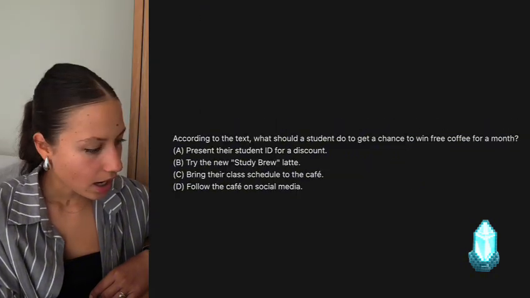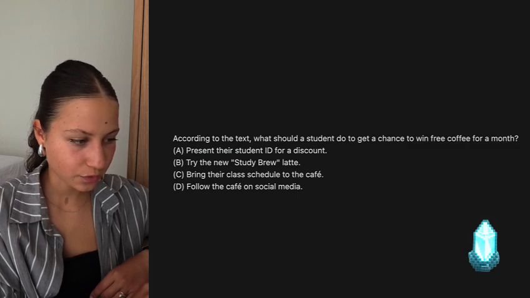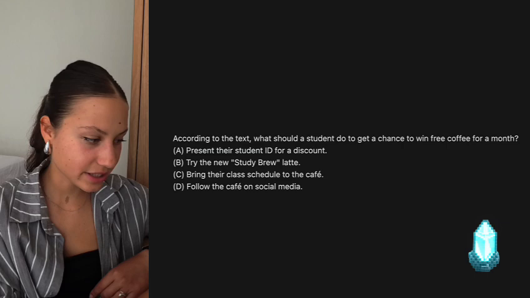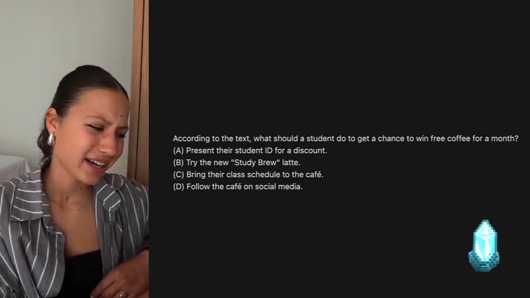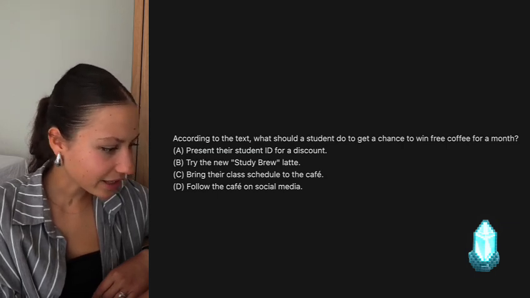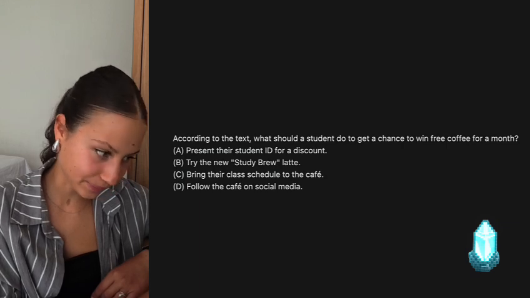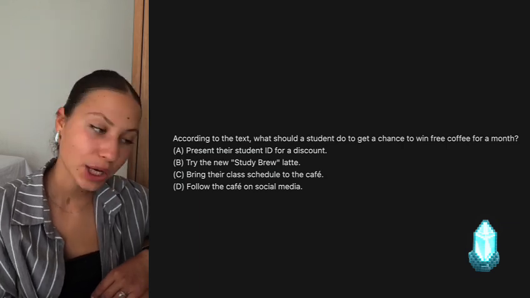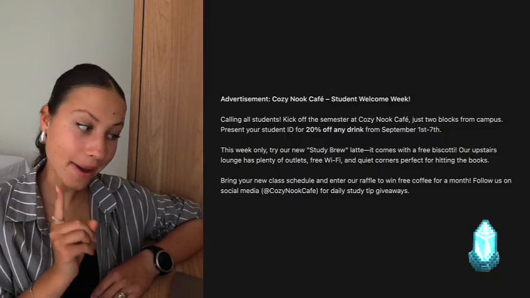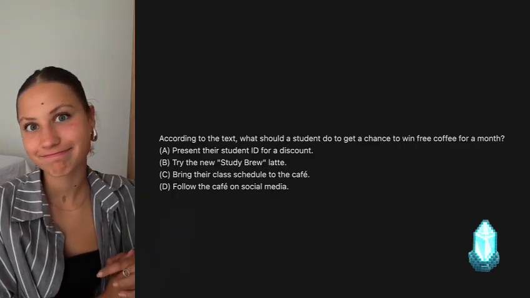B. According to the text, what should a student do to get a chance to win free coffee for a month? Present their student ID for discount. Now, try the new study brew latte. Bring their class schedule to the cafe. Follow the cafe on social media. We get back to the passage and see that to win free coffee for a month, the student should bring their new class schedule. That's it.